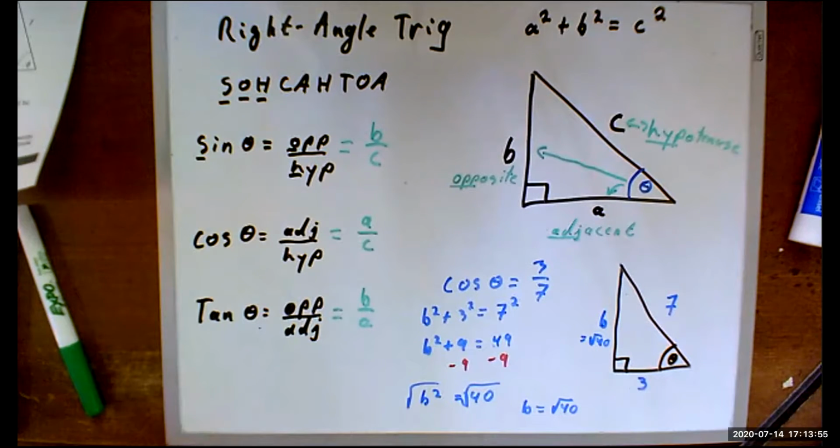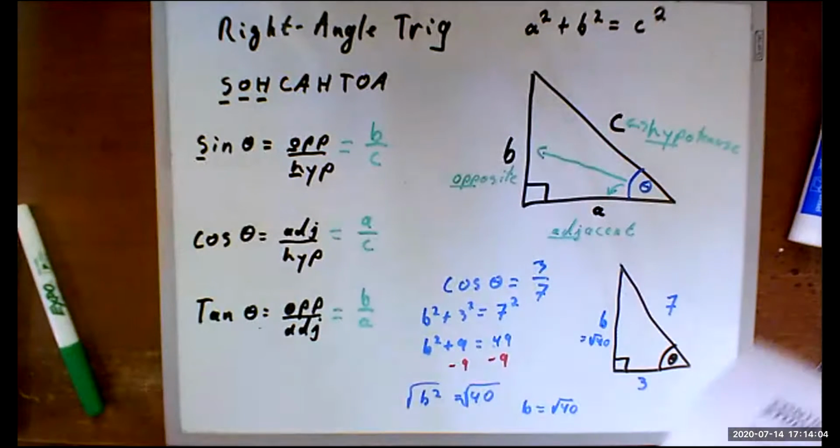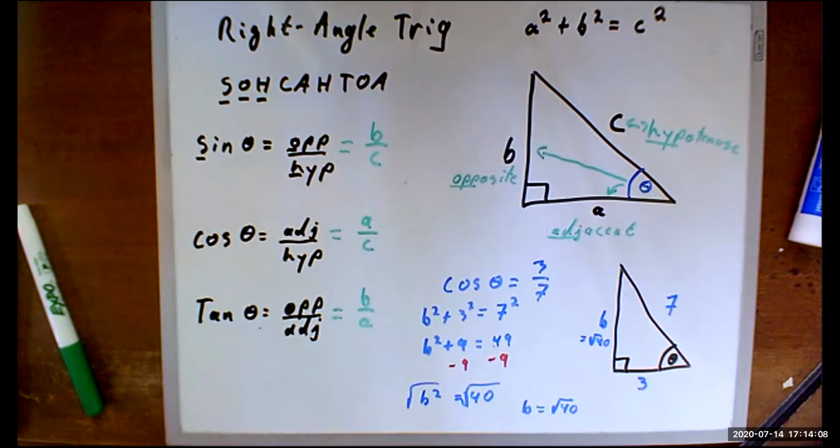Because we now have our opposite, we can fill in the rest of our trig functions if we need to, and I believe I've done so in the notes. Rather than trying to squeeze them messily on here, I will just draw your attention to the notes that sine is going to be equal to root 40 over 7, and tangent theta will equal root 40 over 3.